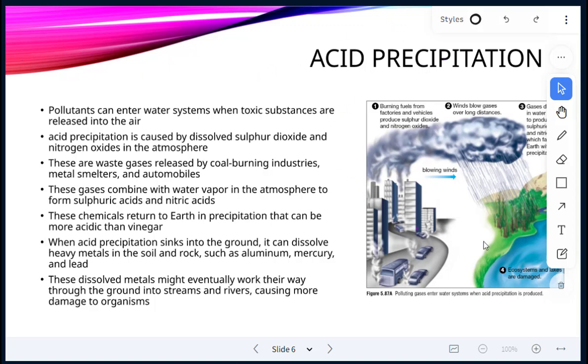All right, so that's what we can see in this figure here. Burning fuels produces sulfur dioxide and nitrogen oxides. The winds will blow the gases over long distances. The gases will then combine with the water vapor and produce sulfuric and nitric acids, and then all of that acid precipitation will enter the ground and eventually into our water. So ecosystems and lakes can get damaged.